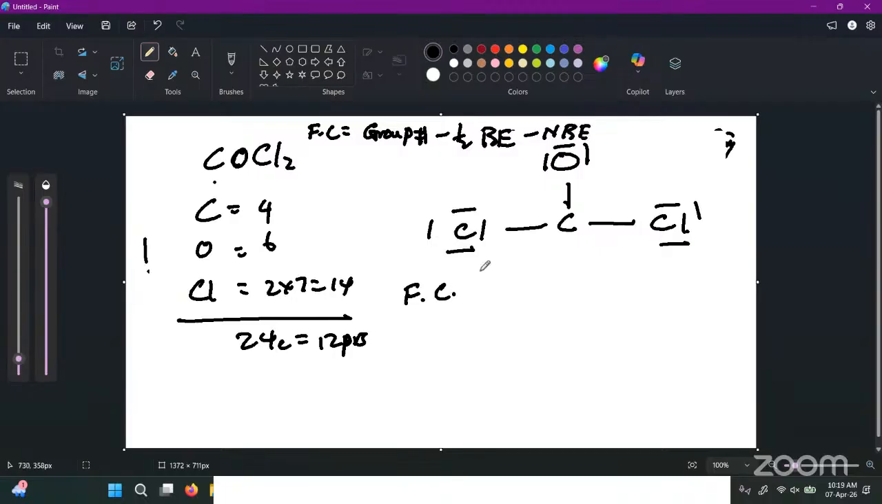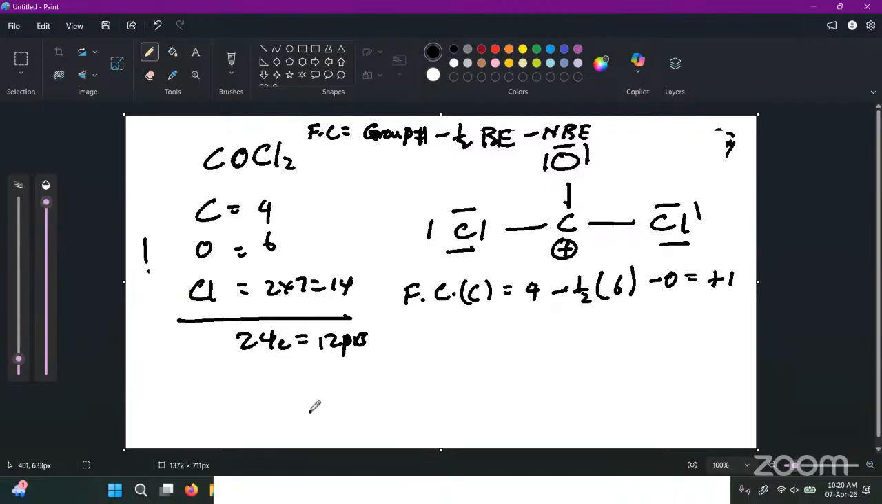So in the case of, let's say, carbon, let's do carbon first. What would be the group number of carbon? 4. Minus half the number of bonding electrons. So how many bonding electrons does carbon have? 6, so half is 3. Minus the number of non-bonding electrons, which for carbon in this case will be 0, right? So that's 4 minus half of 6, 4 minus 3. So the formal charge on the carbon here will be +1.